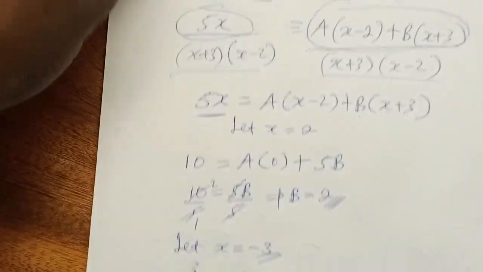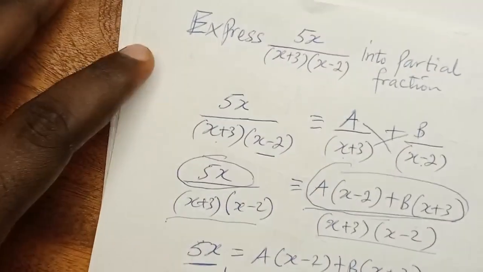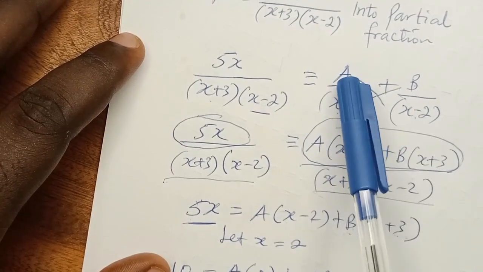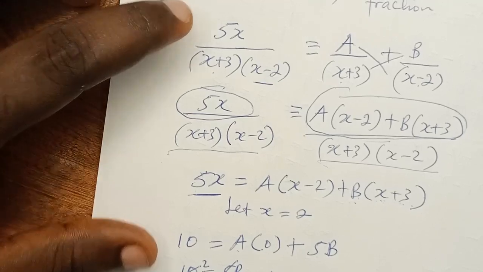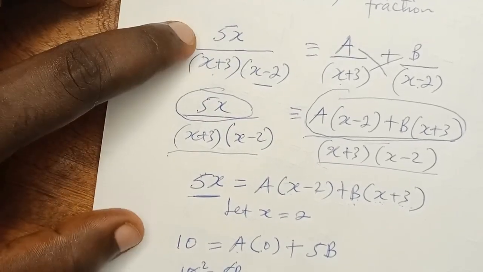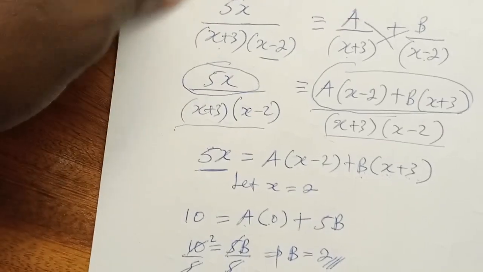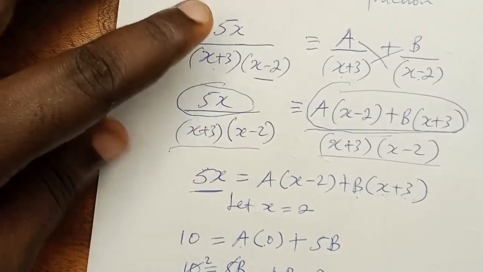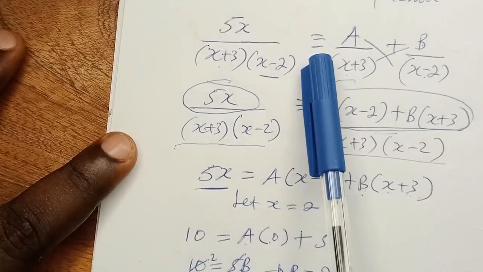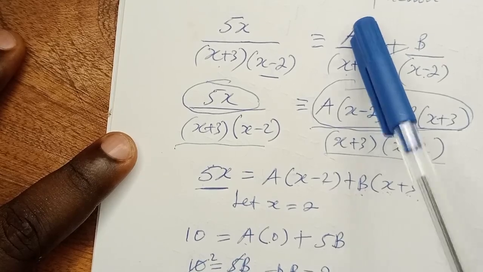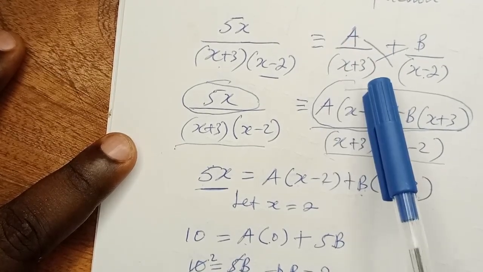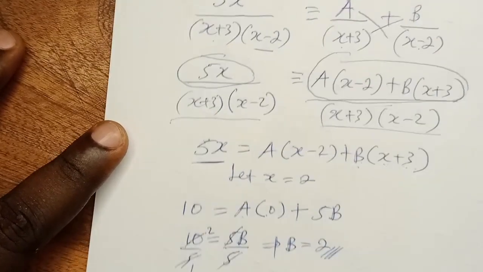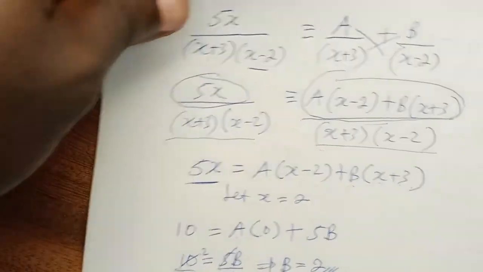Now to express this, we have to make sure that we insert the value of a and b here from this expression. So a here will be 3 and b here will be 2. So let's try to fit it in by using this expression. So we are going to say that 5x divided by x plus 3 into x minus 2 will be equal to 3 over x plus 3 plus 2 over x minus 2. That is what we are going to have. So let's try to express that and see.